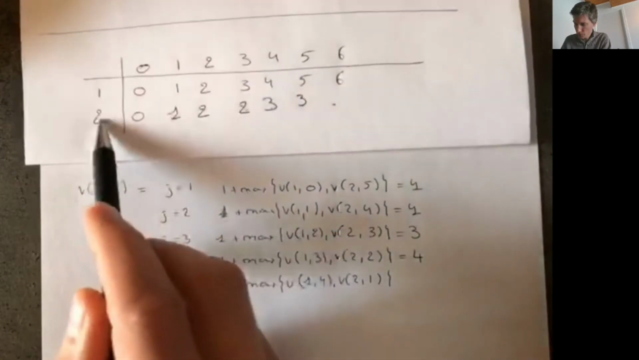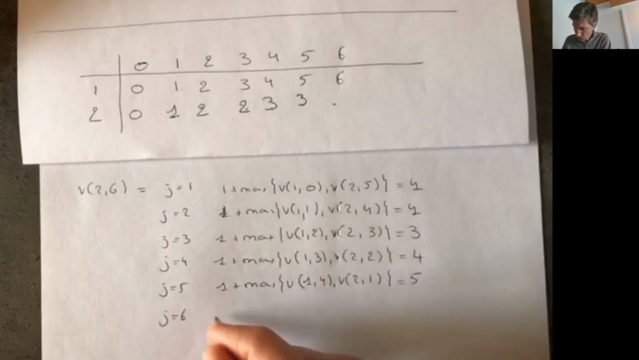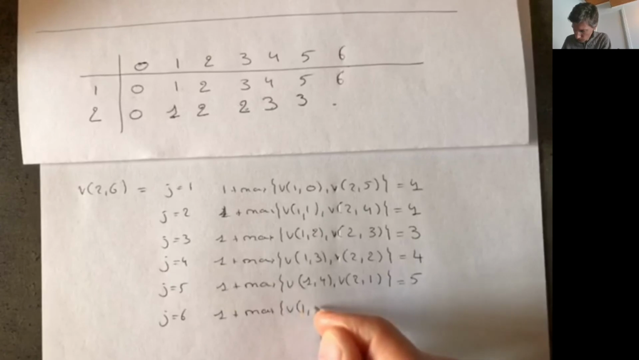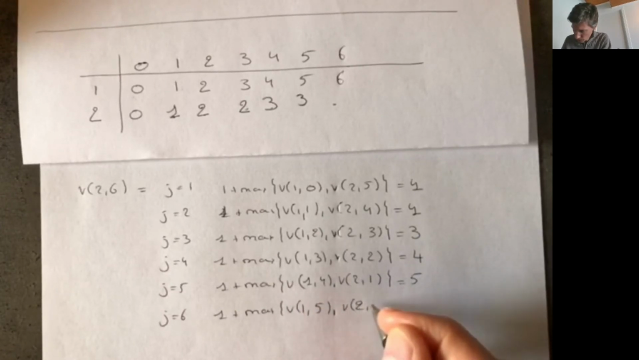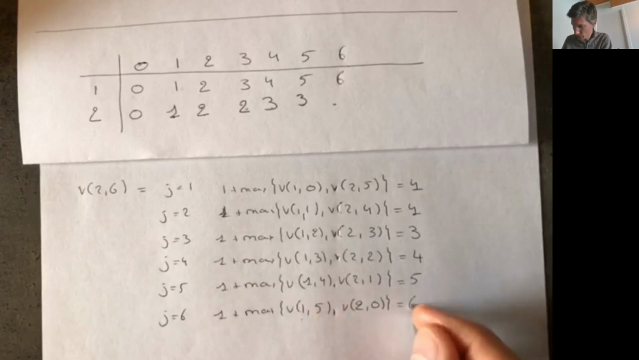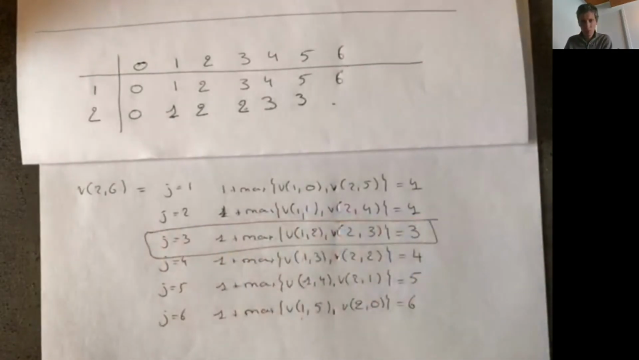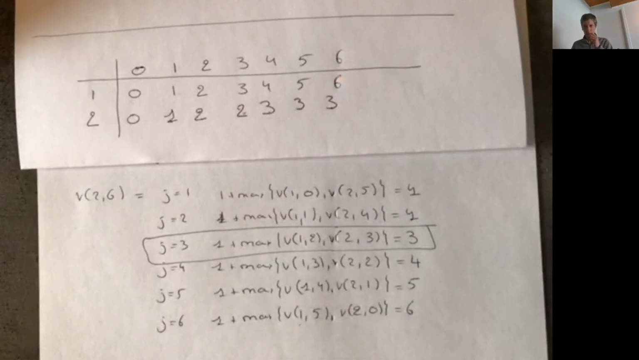4 is 4, 2 1 is 1, 4 plus 1 is 5. 1 plus the maximum of v1 5 and v2 0. So this is 5, 5 plus 1 is going to be 6. Okay, so here we see that the optimum is floor number 3, which is going to give you 3 drops.